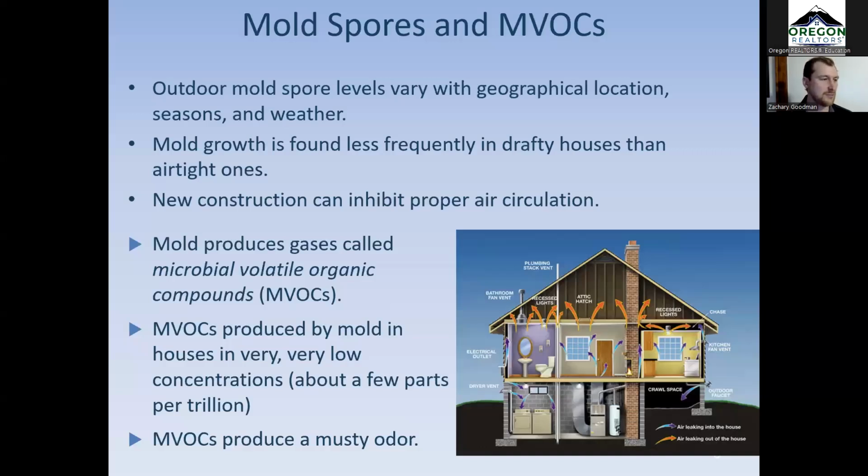That being said, mold growth is found less frequently in drafty houses than airtight ones. We also find that new construction can actually inhibit proper air circulation. We'll get to this as well in terms of why mold growth occurs, but new construction can sometimes be an issue with mold growth occurring. Now, mold produces a gas that's called microbial volatile organic compounds, or MVOCs. MVOCs are produced by mold in houses in very, very low concentrations. But in some cases where there's an odor occurring in a house, that's where there's a musky presence.